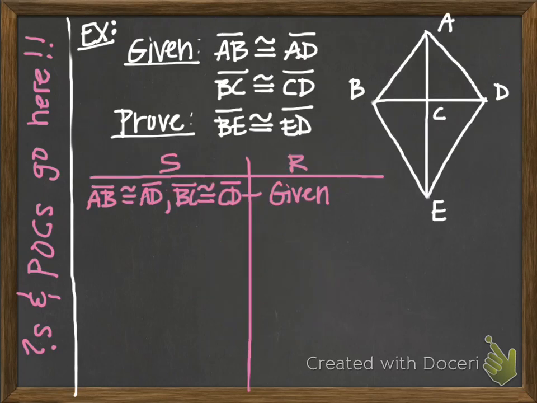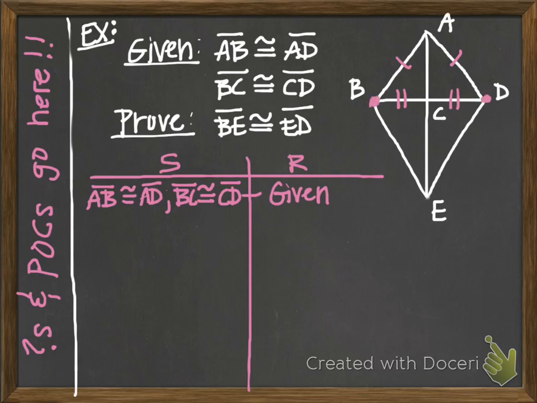Okay, so let's try these theorems in a proof. We have this picture, kind of looks like a kite. Our givens are that AB and AD are congruent, and BC and CD are congruent. I've already written those in my proof. We're trying to prove that BE and ED are congruent. So if you look at what we've got, two pairs of segments that are both congruent from these two points B and D.